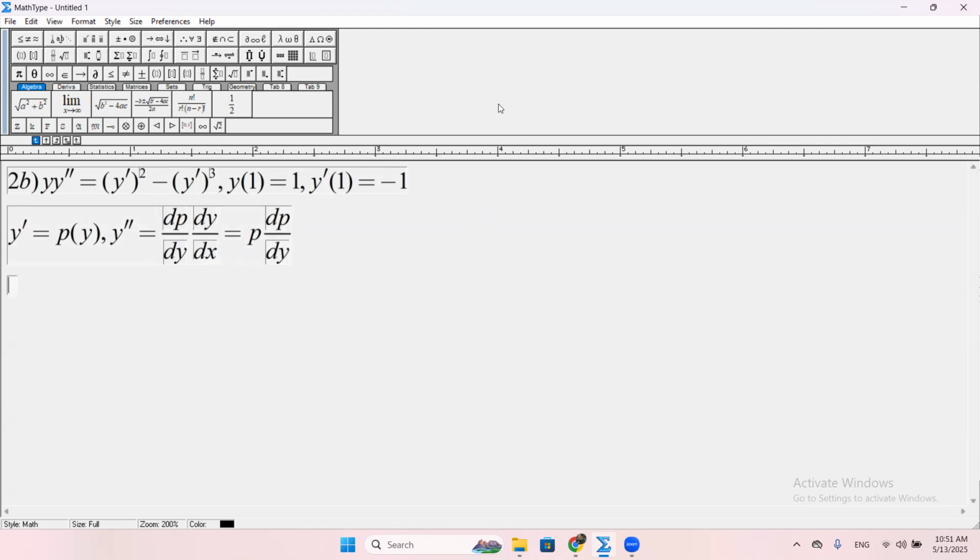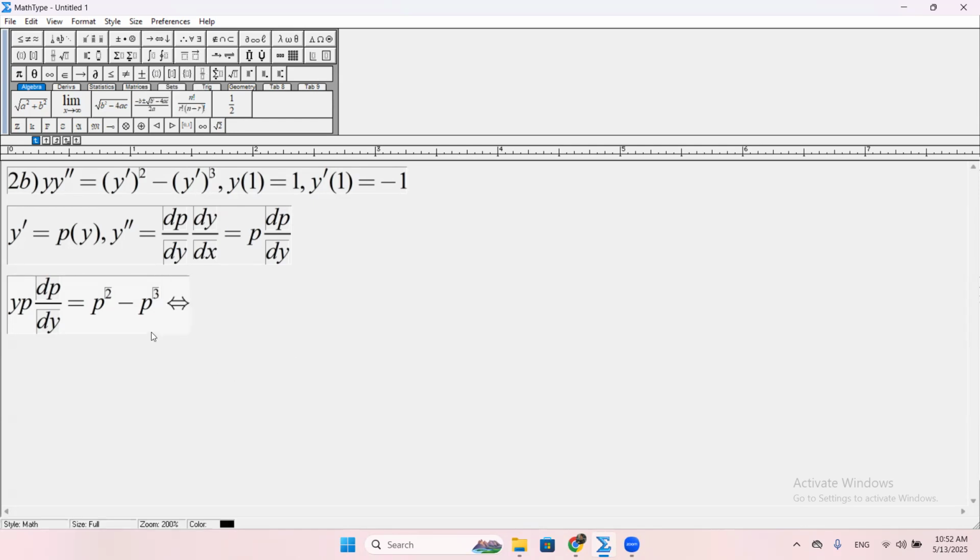Now substituting it into the equation. On the left, I receive y p dp by dy and it equals p squared minus p cubed. Now we will simplify it.